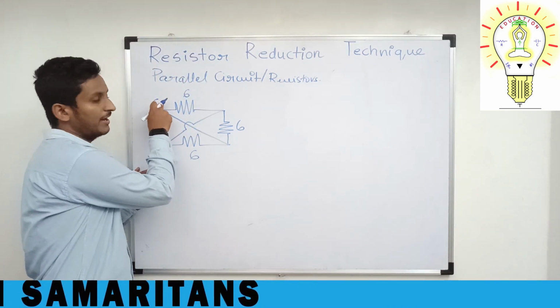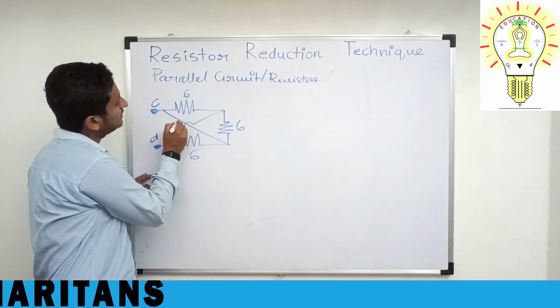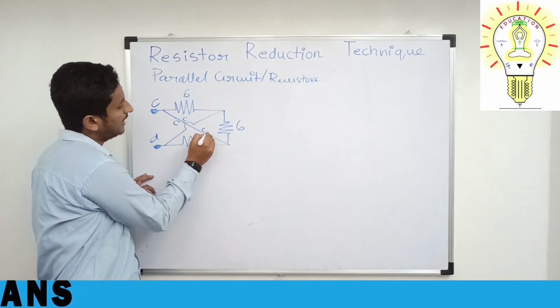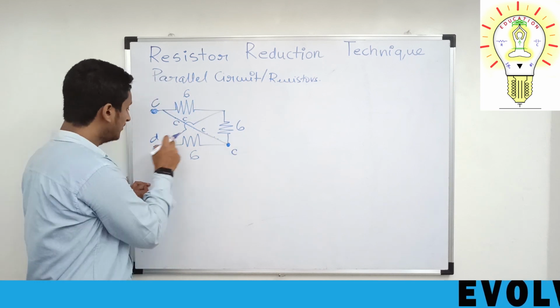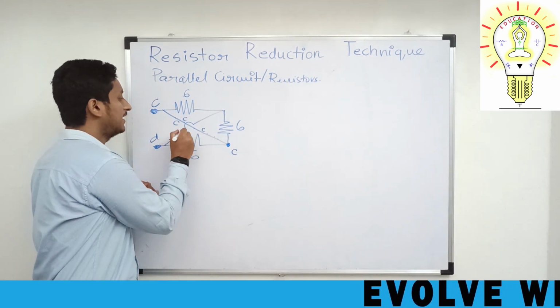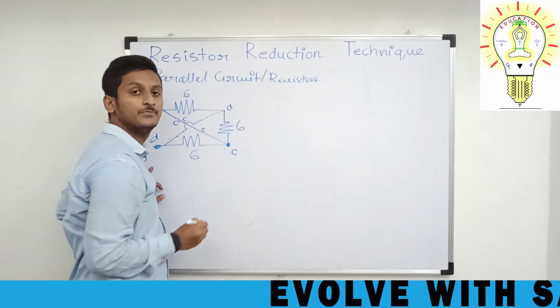So this is a point C. This point also will be C. This point also will be C. This entire part will be C. Now I can say this terminal is C. Similarly, this point is D. So these entire terminals are D.